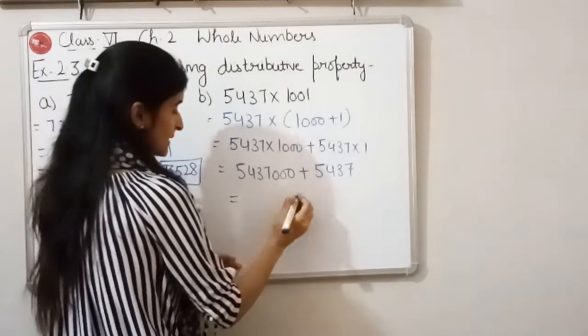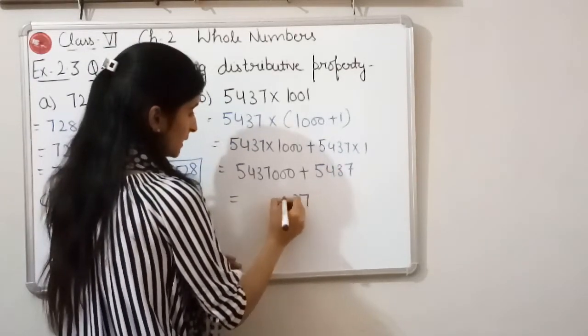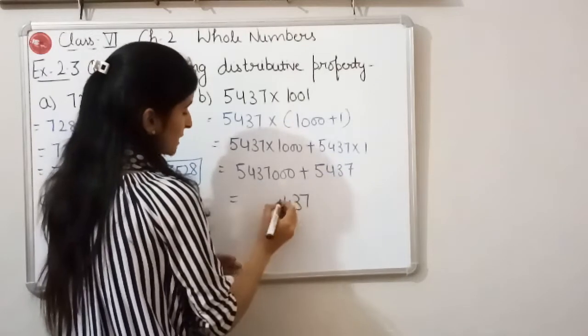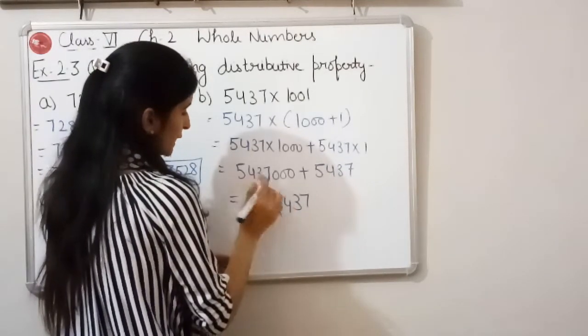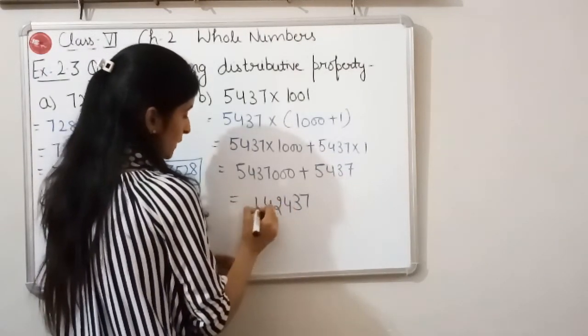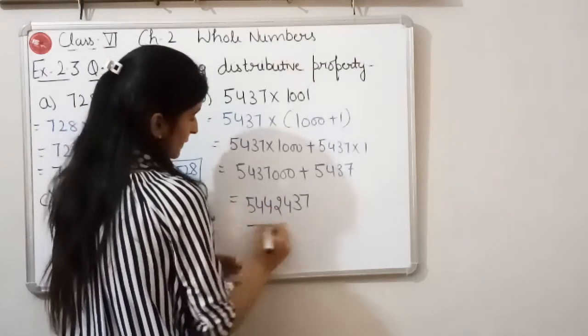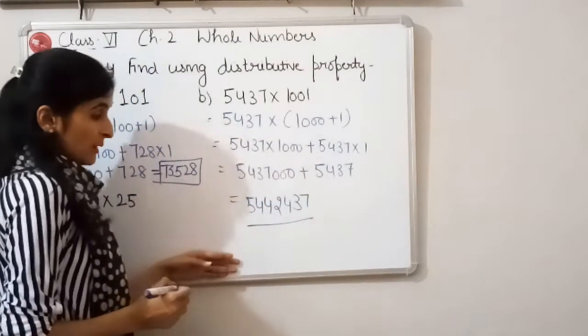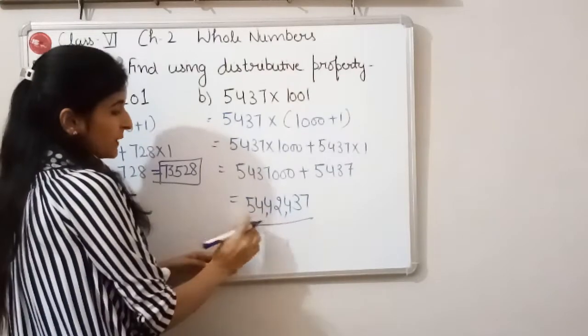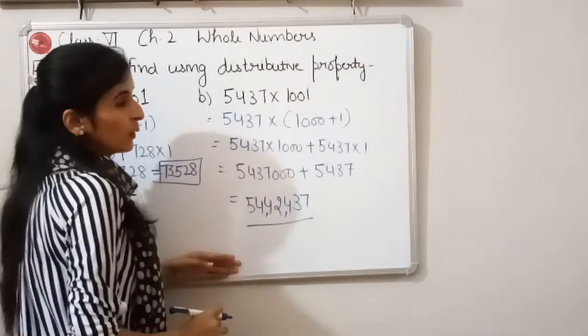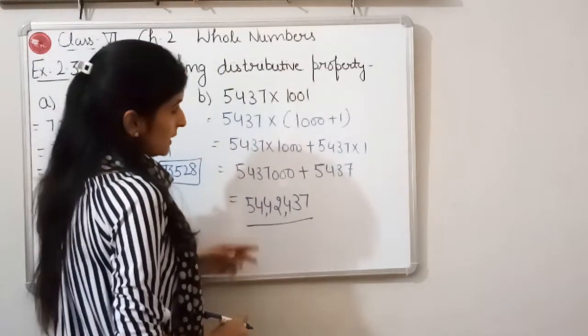Now we can add them. 7, 3, 4. 7 plus 5 is 12. 3 plus 1 is 4. 4 and then 5. So this is our answer, 5,442,437.